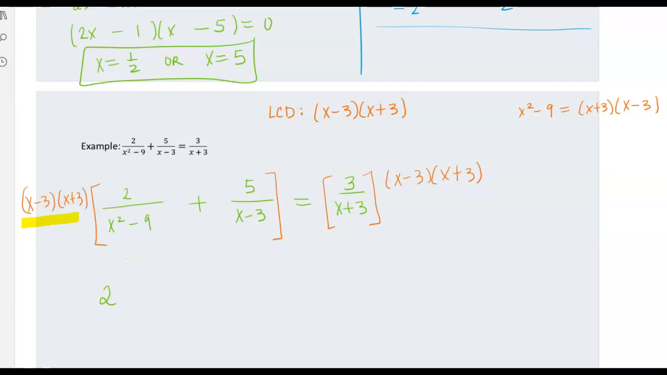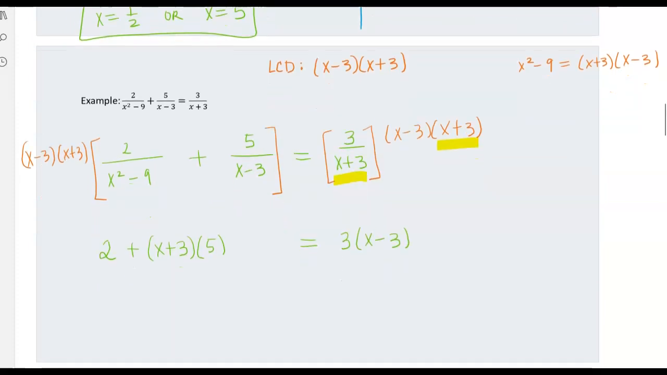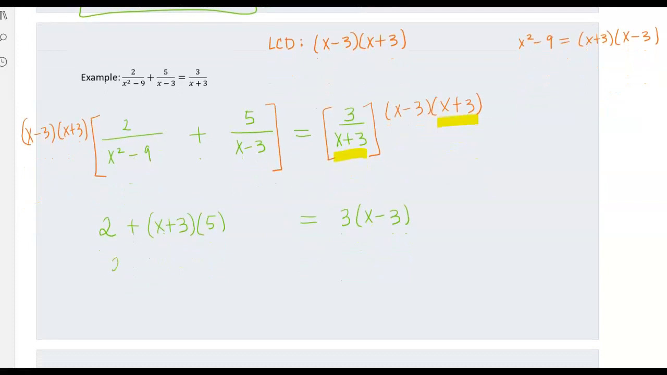For the second fraction, we're going to have the x minus 3 cancel with the x minus 3. So we have still an x plus 3 multiplied by 5. On the right-hand side, I have the x plus 3 and the x plus 3 canceling. So we have 3 multiplied by x minus 3. So this is 2 plus 5x plus 15 equaling 3x minus 9.